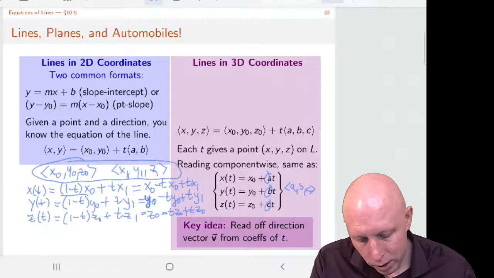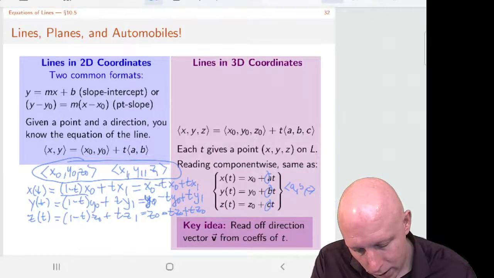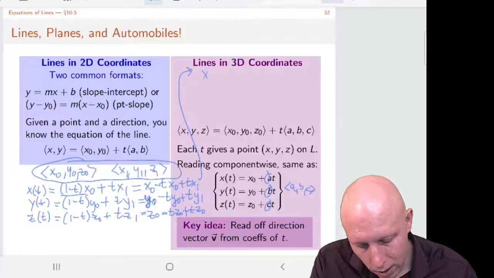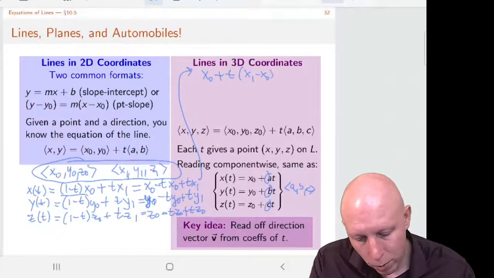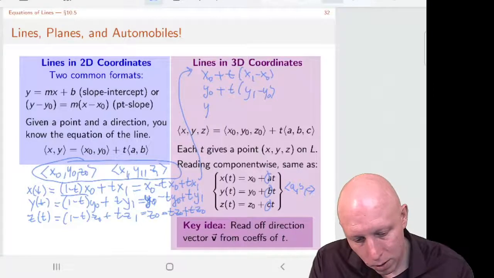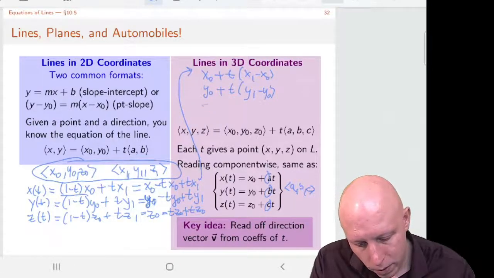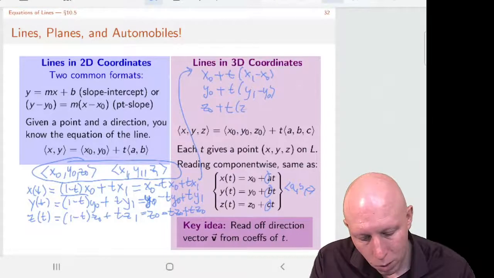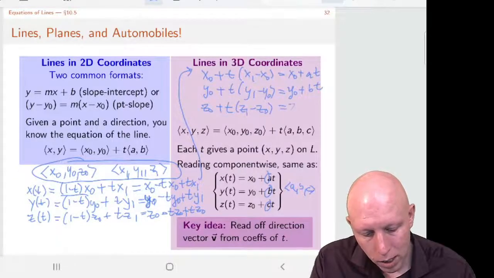If we read off those equations, what do we get? We get x0 plus t times x1 minus x0. We get y0 plus t times y1 minus y0. And we get z0 plus t times z1 minus z0, which is exactly the same equation, x0 plus a times t, y0 plus b times t, and z0 plus c times t.